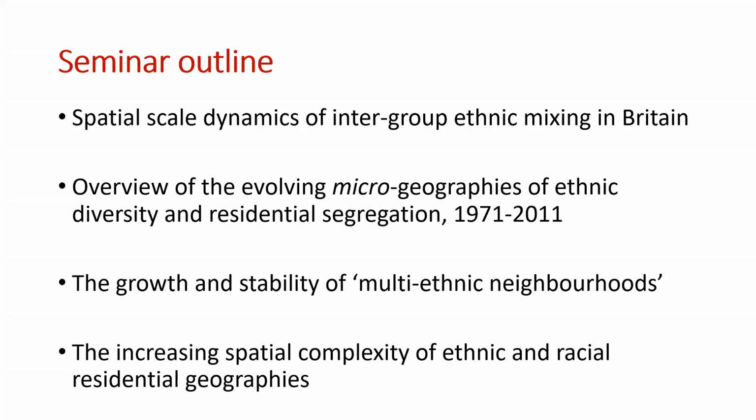So I want to start by providing a kind of overview of what I'm calling the microgeographies, the very fine scaled geographies of ethnic diversity and of segregation in Britain. And I'm doing that across a fairly long time period, right back to 1971, actually. So we have 40 years of comparison. And I'm going to explore a particular data resource that's really useful for looking at spatial scale and the dynamics of spatial scale in relation to ethnic diversity.